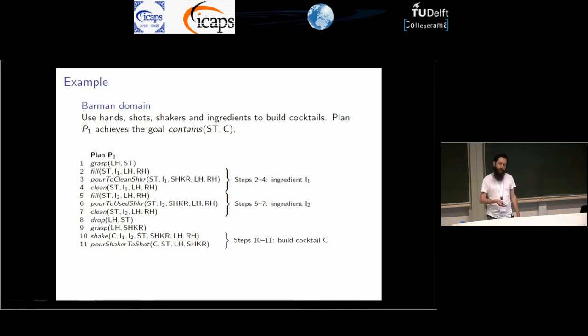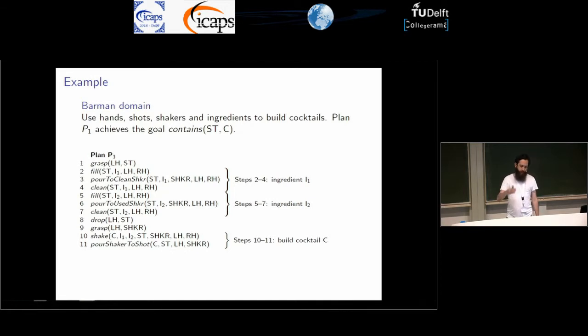So here's an example which I hope will show you why this can be a useful thing. This example is taken from the barman domain, which is a standard IPC domain, where there's a robotic barman which makes drinks out of ingredients using hands and shot glasses and shakers and things. So plan P1 here achieves the goal of a shot glass containing a cocktail.